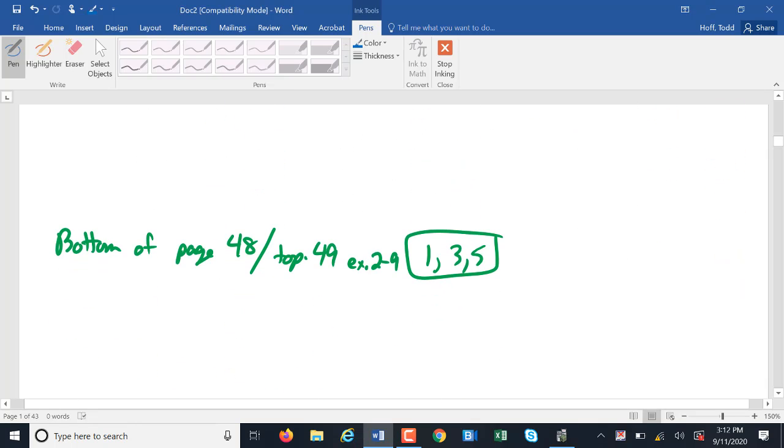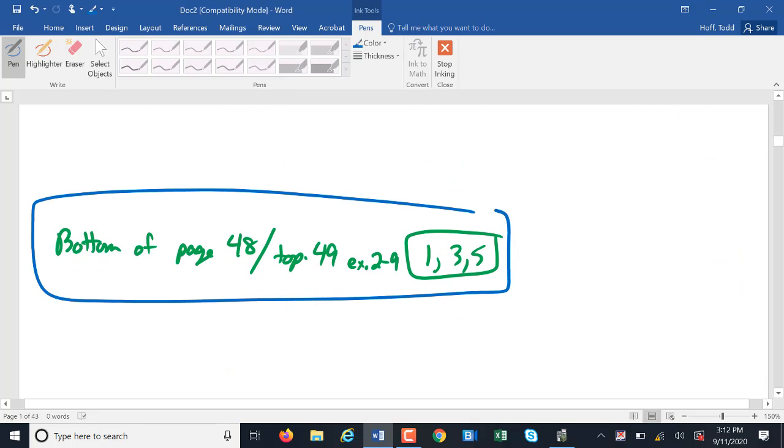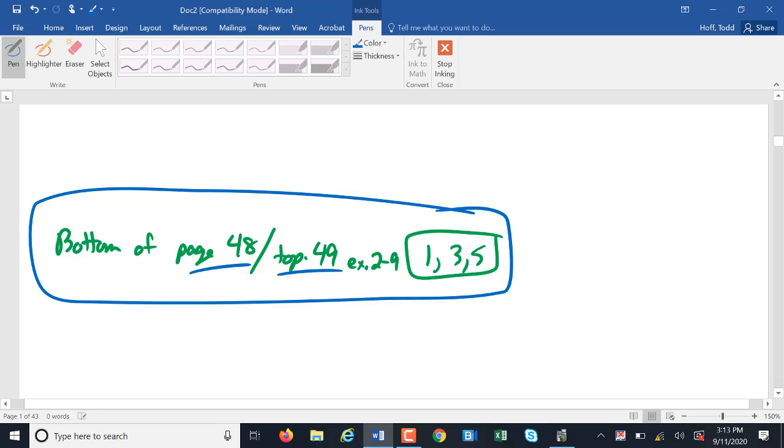Okay. Starting, I believe it's either the bottom of that page or the top of the next page, bottom of page 48 or top of 49. Exercise 2.9 is word problems. Just have 1, 3, and 5. If you want to work on them, that'll be all your homework for the weekend.